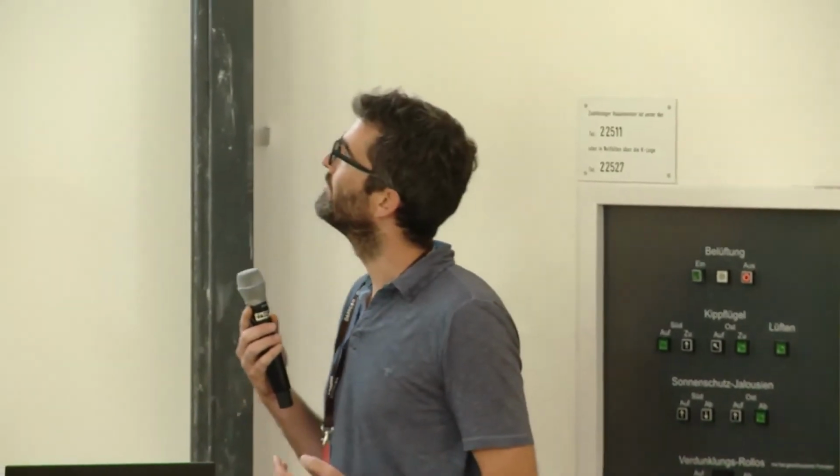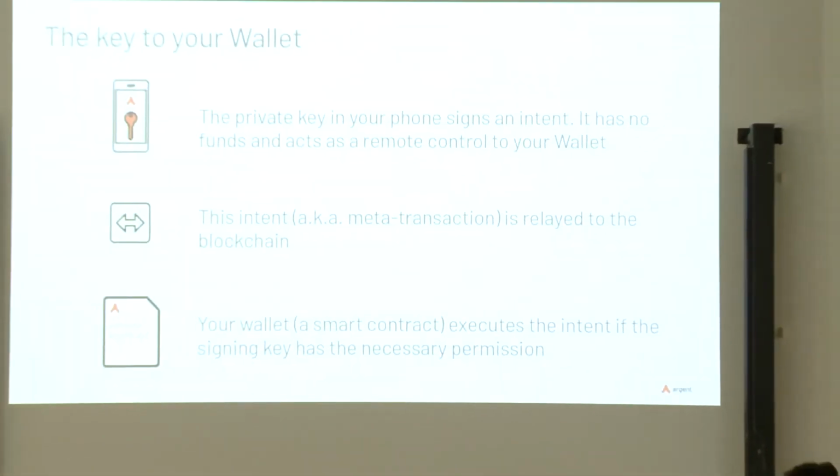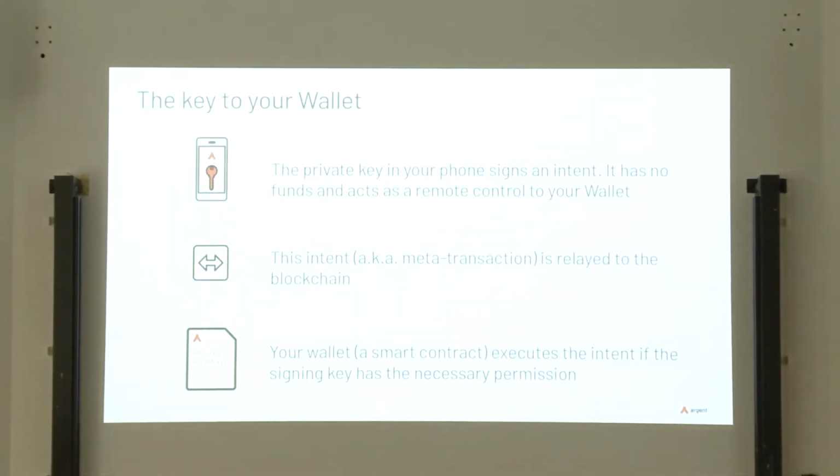So how does the Argent wallet work? Basically, as you've seen, it's a mobile application that interacts with a smart contract-based wallet. What happens is that you have a key in your phone, but that key actually has no funds. It basically acts as a remote control for your real wallet, which is a smart contract on-chain.